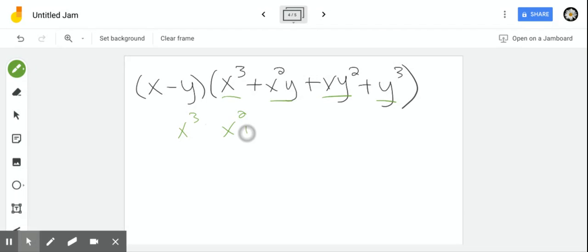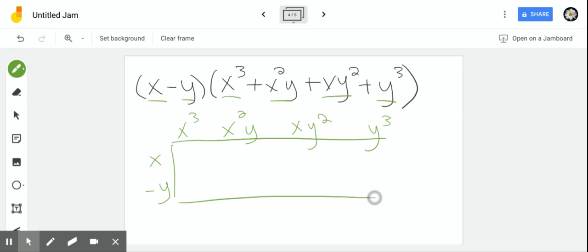So x cubed, x squared y, xy squared, and y cubed across the top. And then I'm going to put these two along the side. And that's just because it fits better on my paper that way. Notice that was a negative y, so we want to include that. And then we'll create our box. So I'm going to do the top row.